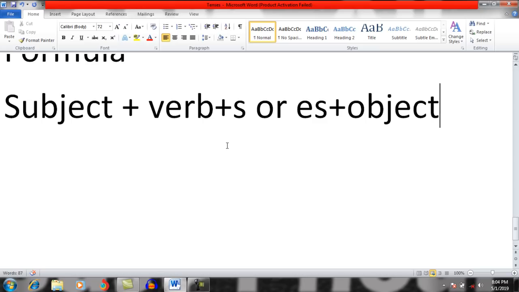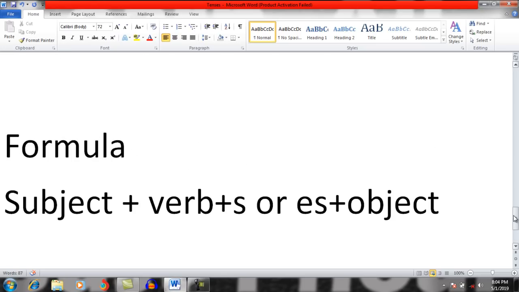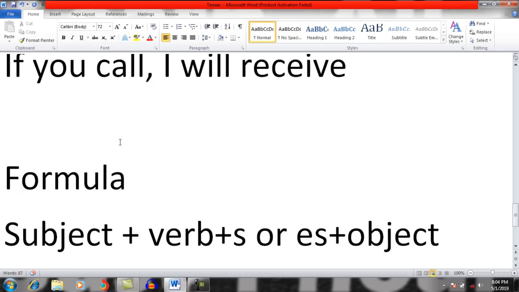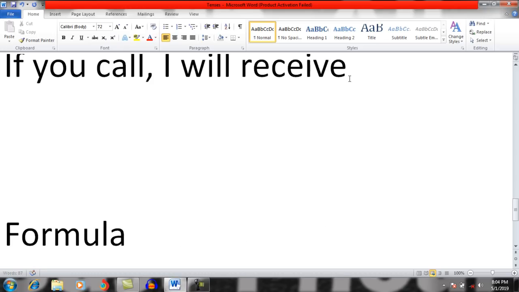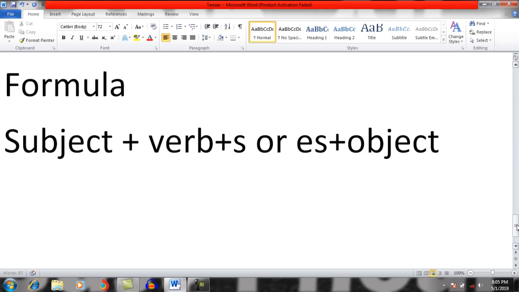Keep in mind, there are three types of pronoun: first person pronoun, second person pronoun, and third person pronoun. So whenever we want to construct sentences, we'll have to add s or es. How will we add s or es? Keep in mind that we'll add s or es only with third person pronoun. Whenever you are talking about third person pronoun, then we'll add s or es. How will we identify where to use s or where to use es? I'll just give you one example.